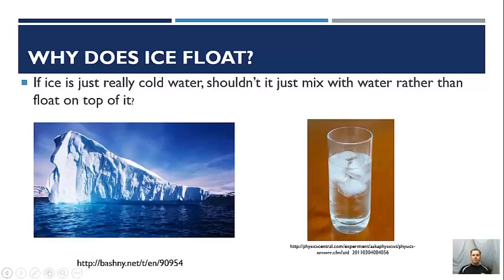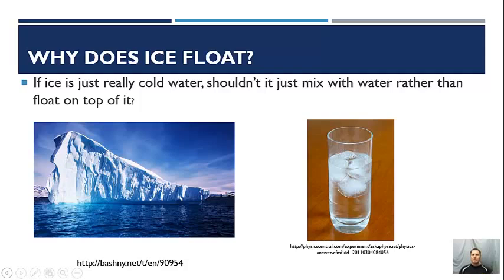Now picture an iceberg, right? Granted, a lot of it's underneath, but it does still float on top. Or how about that ice you put in your water to make it colder? Why does the ice float on top? And the answer is density. Ice actually has a different density than liquid water. It's one of the unique properties of water that when it freezes, it actually gets less dense. This is different than most substances. So as the density changes, it causes the ice to float on top.